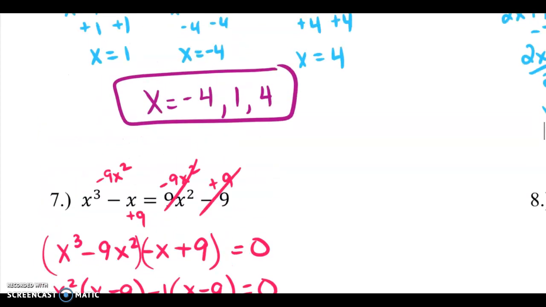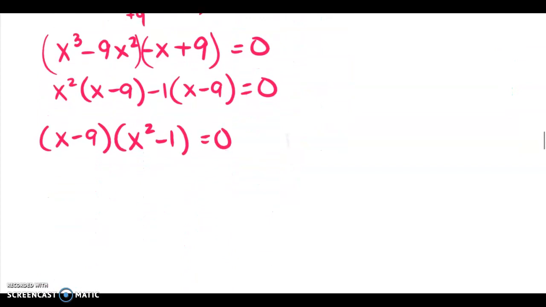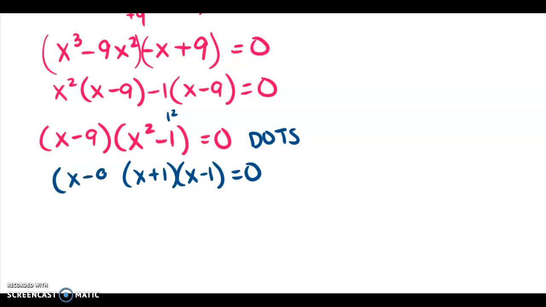Hopefully we are seeing our dots there. Okay, our difference of two squares. So 1 squared is 1. So this is x plus 1, x minus 1, and x minus 9.